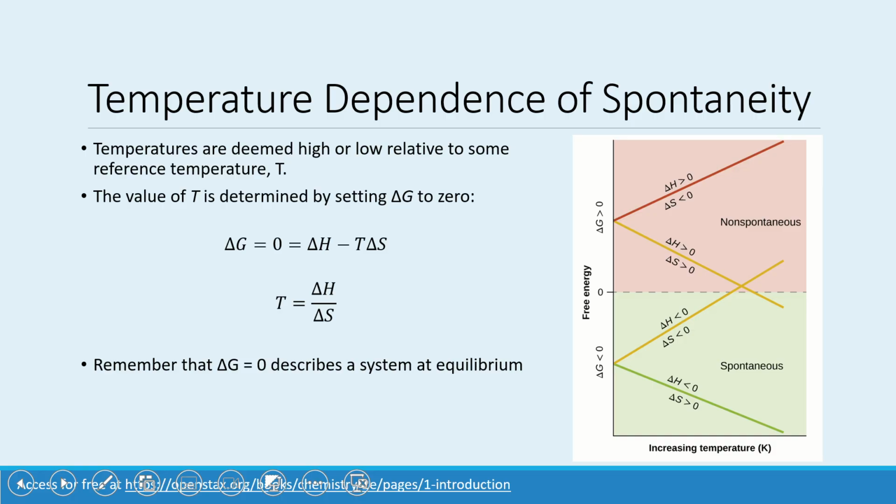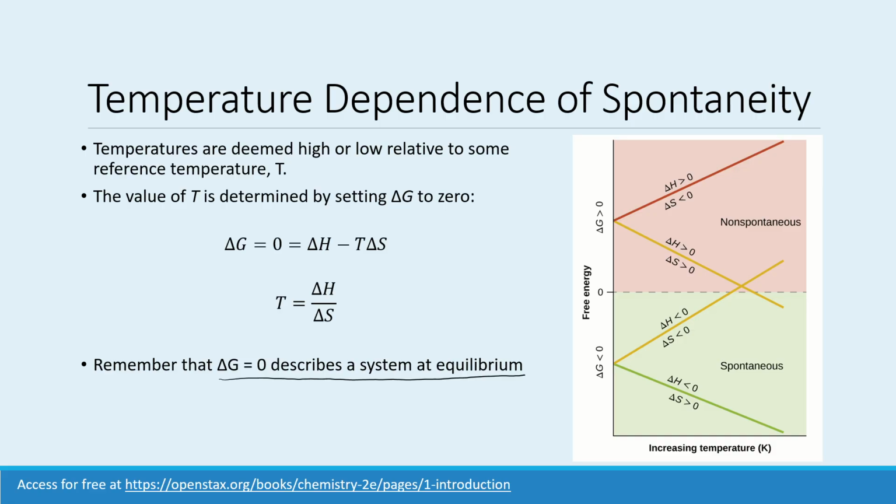All right, so notice how I put low in parentheses, right? Because that term is relative when we talk about high or low temperatures. It's with respect to what exactly? So we need a reference temperature to tell us whether a temperature value is considered high or low. And the way that we determine this reference temperature is by setting that delta G value, that free energy, to 0. Because remember, if we set the free energy to 0, then we're looking at a system at equilibrium.